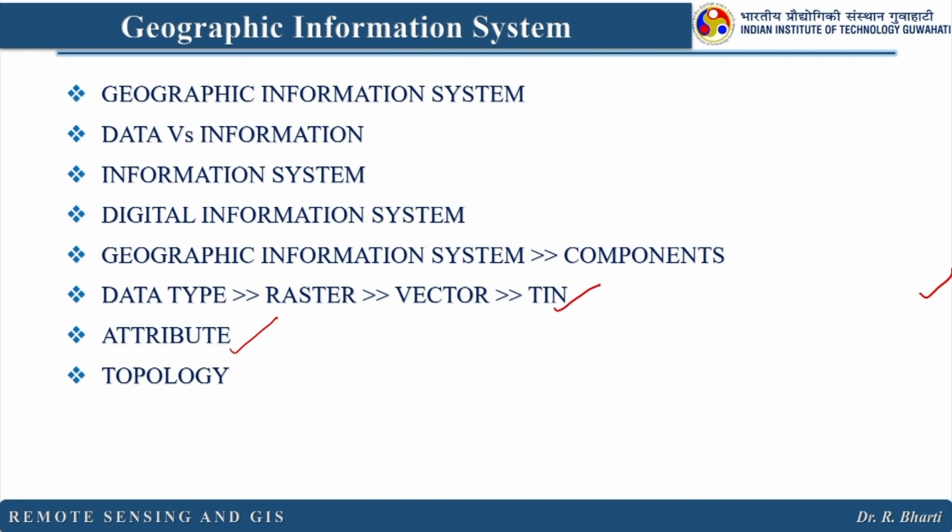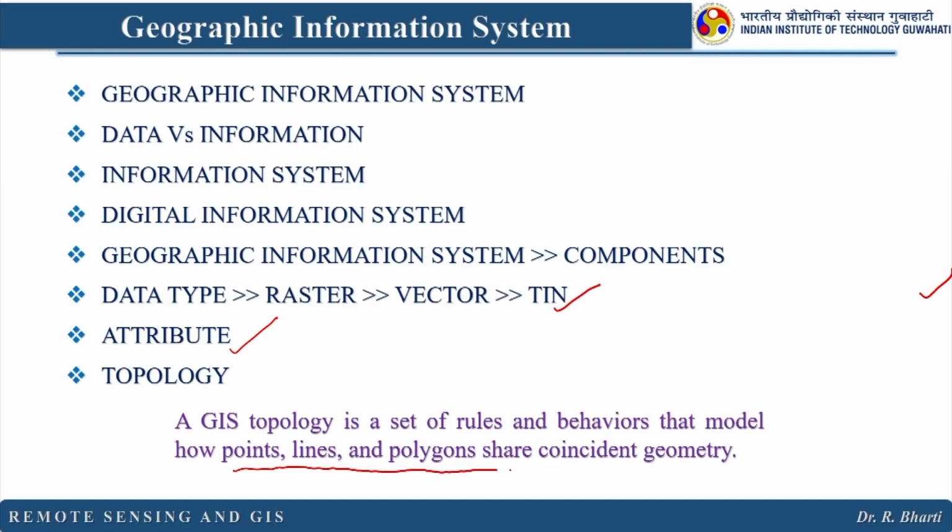Now the next component was topology, because when we are dealing with vector data, topology plays a very critical role. It defines the rules or behavior of how these points, lines and polygons are connected with each other, how they share geometry with each other, and what is the position and location of each individual line, point or polygon, whether they are inside, sharing a boundary, or just overlapping each other. Those pieces of information can be stored when we have this topology, right.